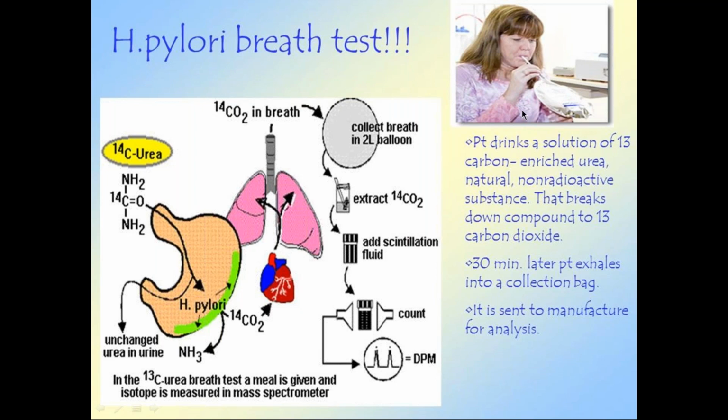So first the patient is made to drink a solution which is enriched with this 13 carbon, and then after that the patient is asked to exhale, and the breath is collected into a bag, you can see here is a bag. A fluid is added into it, and then it is subjected to spectrometer reading, where the confirmation occurs that yes, urease is present, and once the urease is present, it is confirmatory for Helicobacter pylori infection.